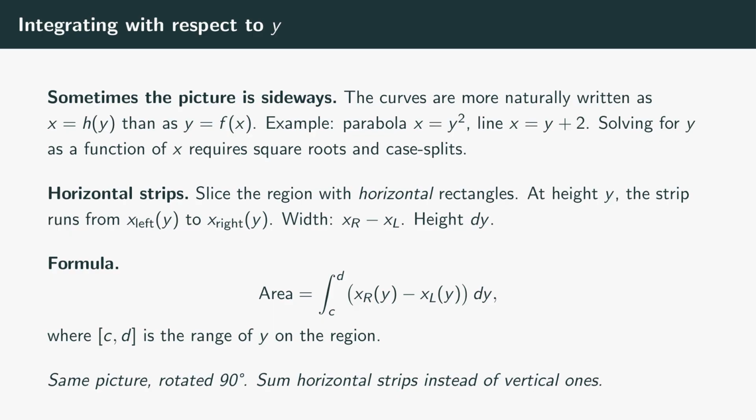Its thickness is dy. Total area: integrate the quantity x sub R minus x sub L in y from y equals c at the bottom of the region to y equals d at the top. Area equals the integral from c to d of the quantity x sub R of y minus x sub L of y dy. Same Riemann picture, rotated 90 degrees. It's the same formula structurally, right minus left in y instead of top minus bottom in x. Choose whichever variable makes the region easier to describe.